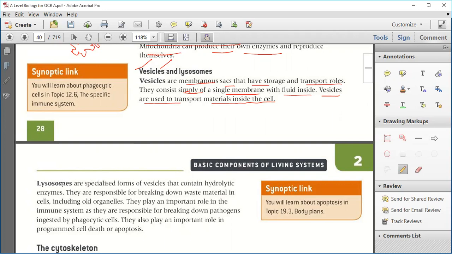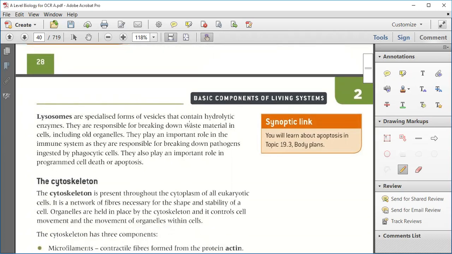Now, lysosomes. Lysosomes are specialized vesicles that contain hydrolytic enzymes. They are also sac-like structures, but specialized vesicles containing hydrolytic enzymes. Hydro means water, lytic means breakdown. They are responsible for the breakdown of waste material in the cell, including old cell organelles. Lysosomes are known as the digestive bags of the cell, because they have enzymes inside them that can digest each and everything.